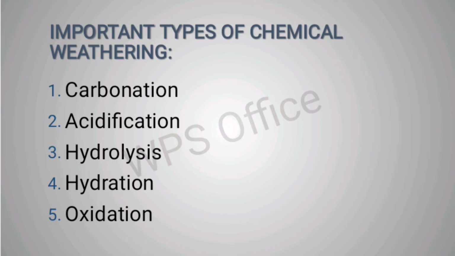Now let us move on to the different types of chemical weathering. The first one is carbonation. When you think of carbonation, you think carbon, right? Carbonic acid is the culprit when it comes to the carbonation types of chemical weathering. As rain goes through the air and into the ground, it grabs carbon dioxide, creating carbonic acid.